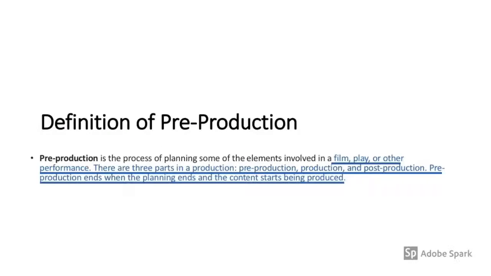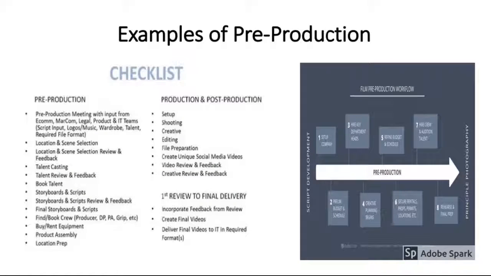Now let's talk about the difference between pre-production and post-production. Pre-production is a noun meaning the process of planning some of the elements involved in a film, play, or other performance. And the next slide will show you some examples of pre-production. Now, this next particular slide is very important. These are a couple of examples concerning pre-production.